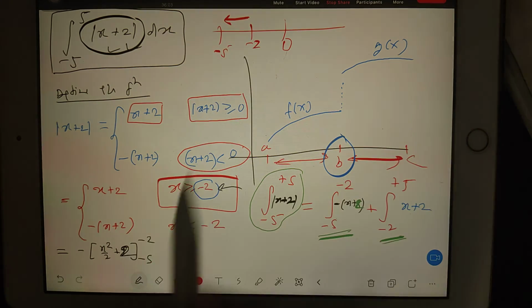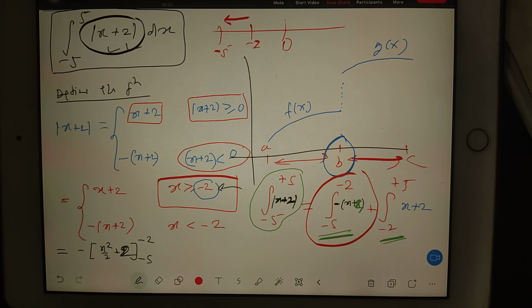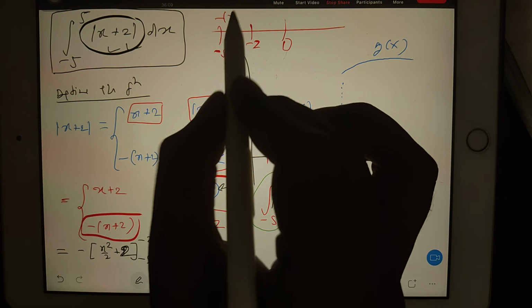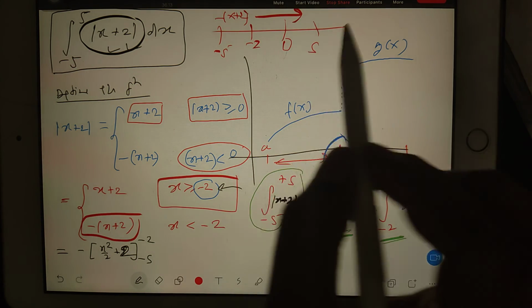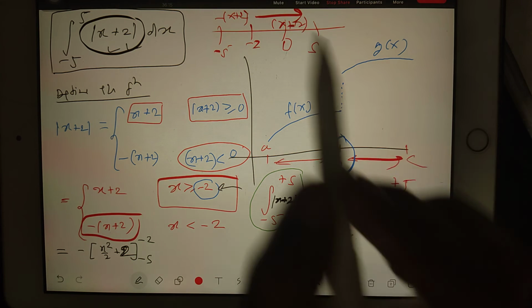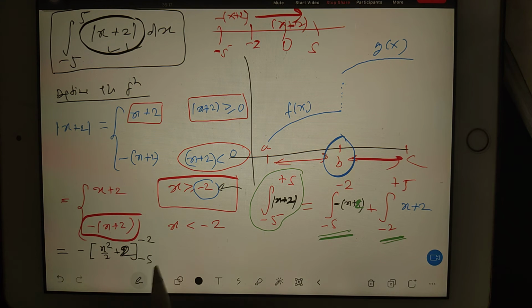So less than minus 2 means minus 2 to minus 5. That's why I am using this function here. Okay, it means what? Minus x plus 2 is defined for this, and more than this till 5, x plus 2 is defined. Okay, so this part I hope you understand.